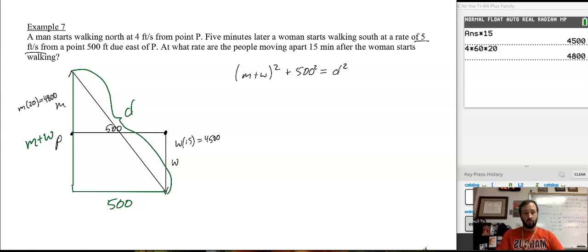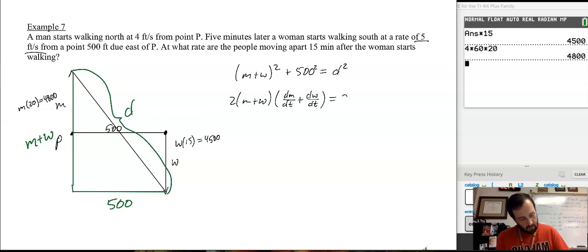So that now if I do the derivative, I have 2 times the man plus the woman distance times the derivative of them, so dm/dt plus dw/dt equals 2d dd/dt. So like we said, the man's distance at that time is 4,800, plus the woman's distance at that time is 4,500. dm/dt is the rate of the man, so 4. dw/dt is 5.